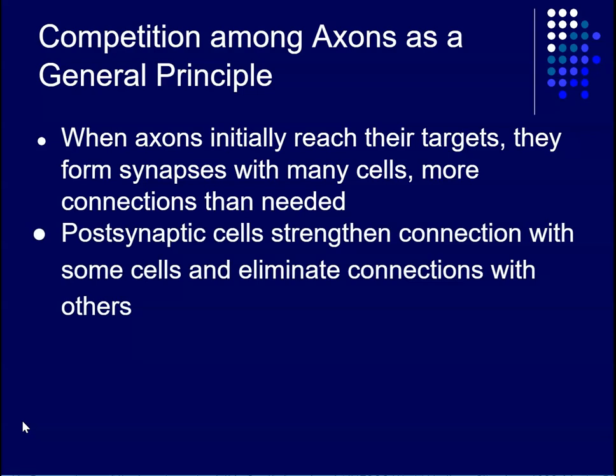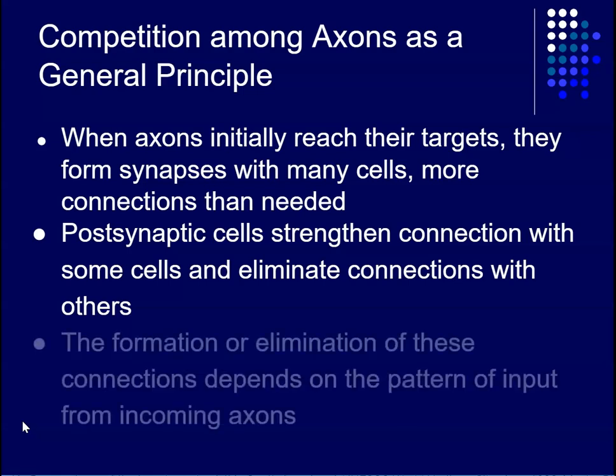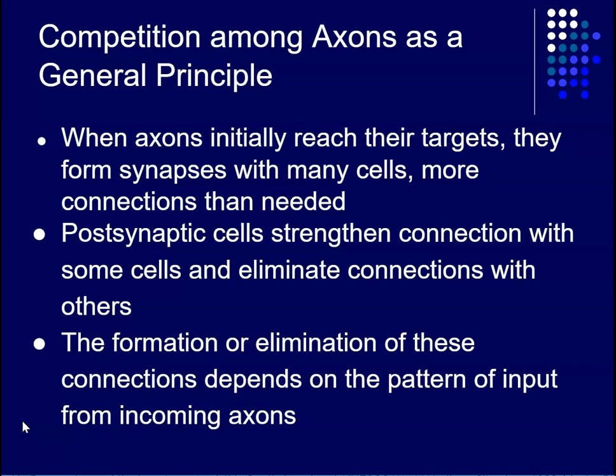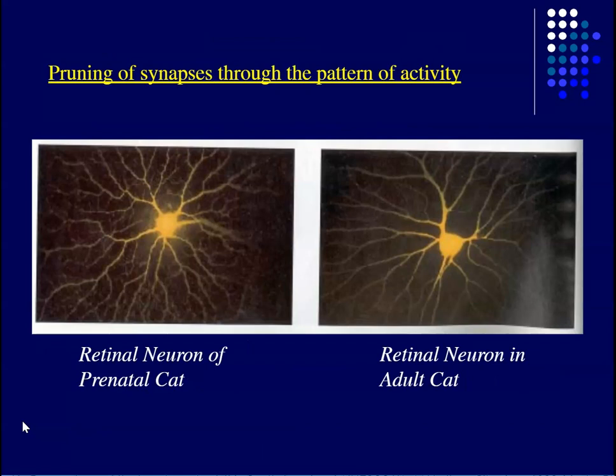Those postsynaptic cells, the ones that they're making synapses with, end up strengthening some connections and eliminating other connections based largely on the pattern of input, the pattern of activity coming from the incoming neurons. This is sometimes described as neural Darwinism, a kind of survival of the fittest synapses. Some survive, some are pruned away. We've seen this image once before when we were talking about research methods. This is showing you a ganglion cell in the retina of a prenatal cat. And this is a similar kind of cell in the retina of an adult cat. Notice the difference here. Notice how many more little branches there are in the prenatal neuron compared to the adult neuron. There's been a lot of pruning over time.